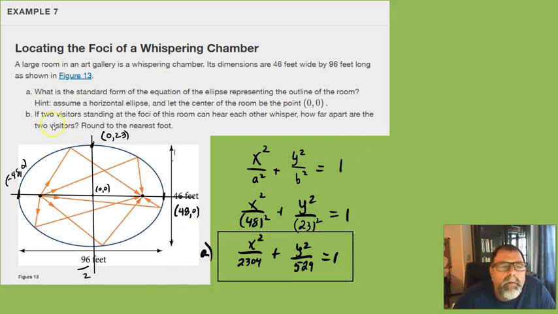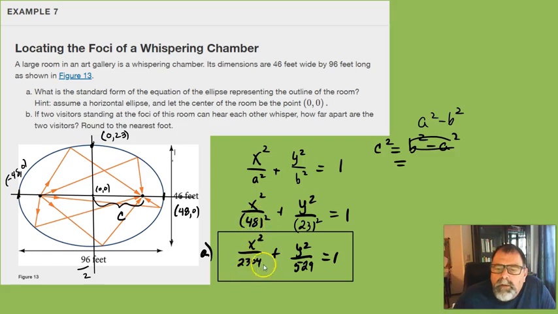Okay, B, if two visitors are standing at the foci of this room, can hear each other whisper, how far apart are the two visitors? So we want to figure out C. So we know C squared is B squared minus A squared. So we're going to do, oh, it's the other way around. A squared minus B squared.